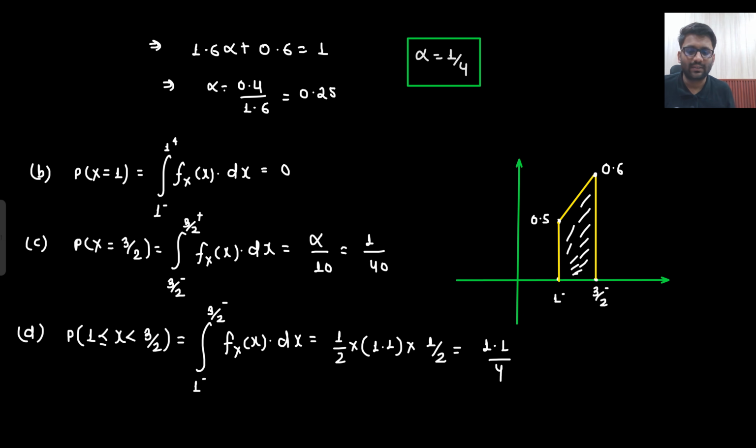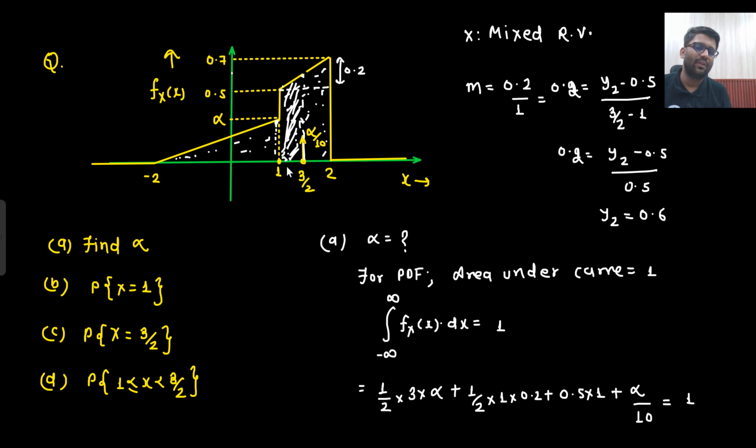Because what they asked, 3 by 2 should not be included. The probability at 3 by 2 should not be included. So just before 3 by 2. So from 1 minus to 3 by 2, this area we need to calculate. Someone will say, sir, from 1 minus to 1, what will be the area? You are actually calculating the area from 1 to 3 by 2. Yes, I know that I am calculating the area from 1 to 3 by 2. But from 1 minus to 1, what will be the area? That would be 0 only, no?